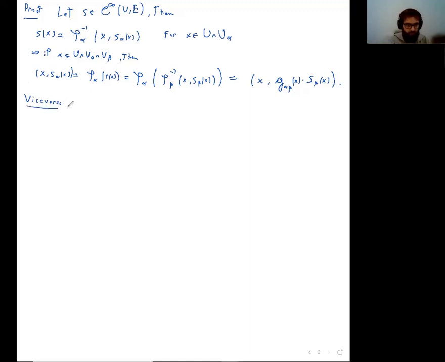For the vice versa, we have this S alpha, and we define S of x, so we have to create this S of x. Well, there's really only one way to do it, which is to say, okay, let's just take this. And what we have to show is that this is well defined. Of course, if it is well defined, then it satisfies all the previous things. But what does well defined mean? Well, we have to show that if you take alpha or if you take beta, it's the same. So let's see if that's true.